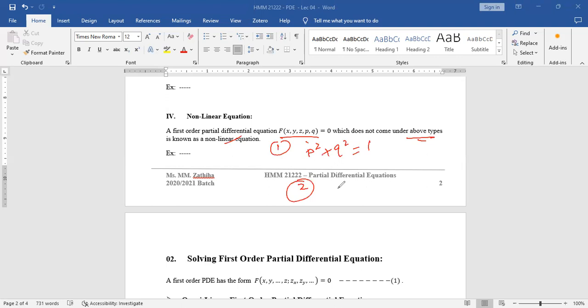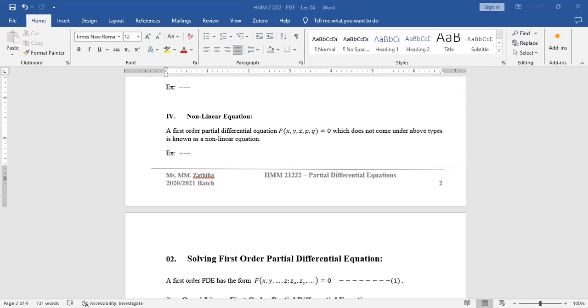Similarly, if it is something multiplied, even though it is a power of 1, it is multiplied, isn't it? So this is also not a linear property. Okay, it's called non-linear. Okay, hope you have understood all about the classification of our first order partial differential equations.